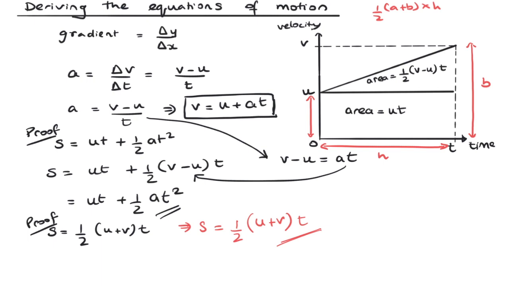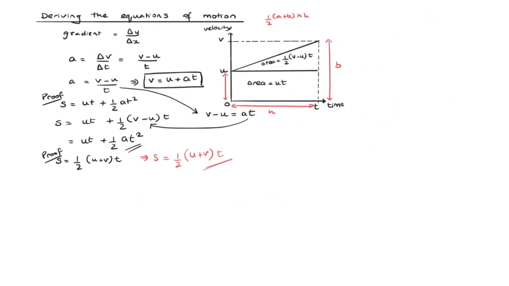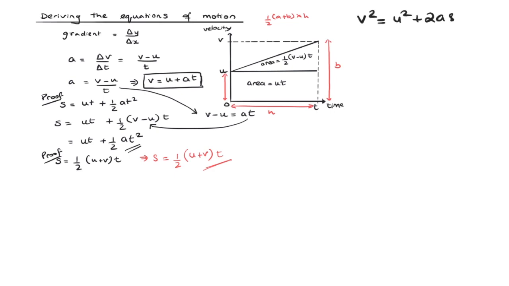Now the last equation is, again, very important. Let's just zoom out slightly. And the last equation is v squared, let's go for that, so v squared is equal to u squared plus 2as.